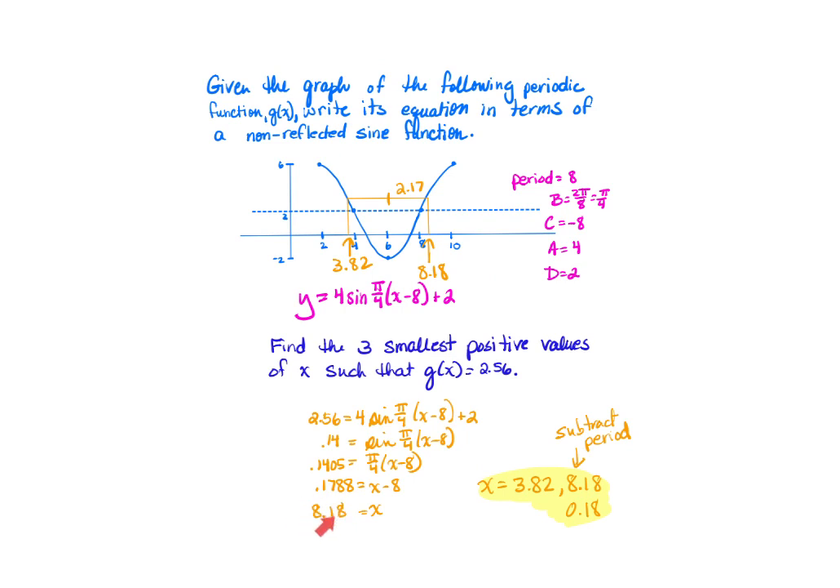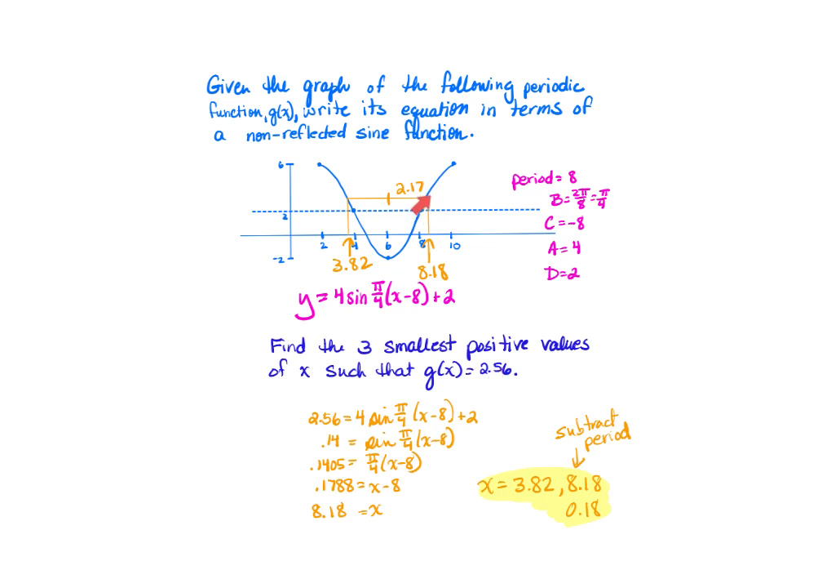This x value will produce a y value that's 2.56. Looking up at my graph, I can see that that makes sense. 8.18 is to the right of this. It's above this shifted x-axis. So I know this y value is going to be higher than 2. Thank goodness, because that's what I want it to be.